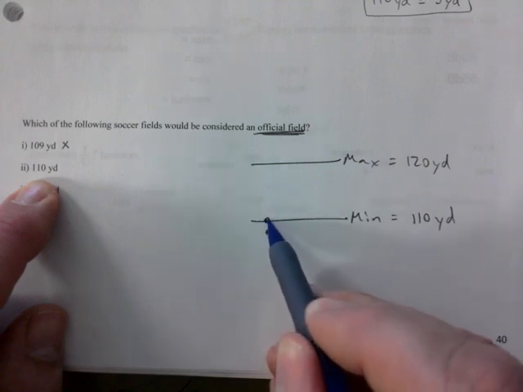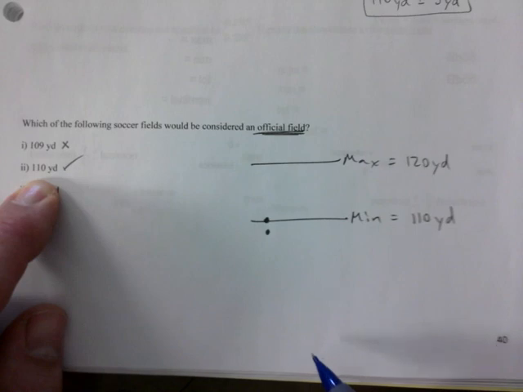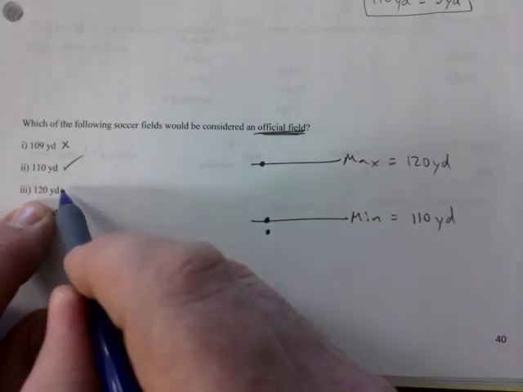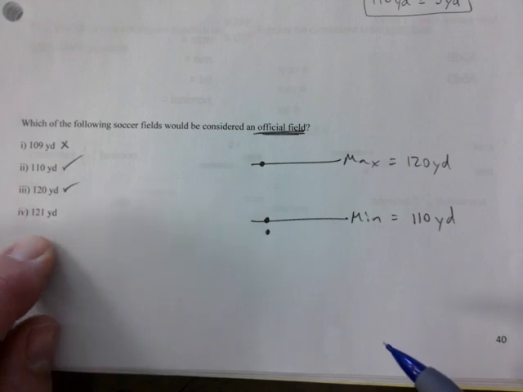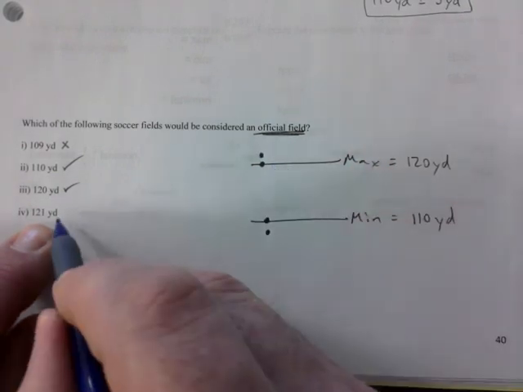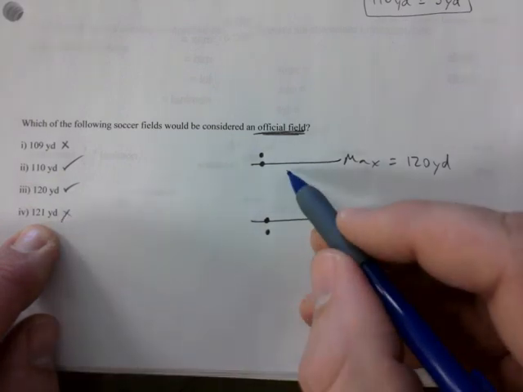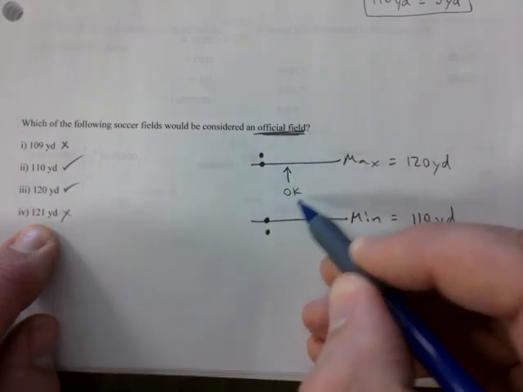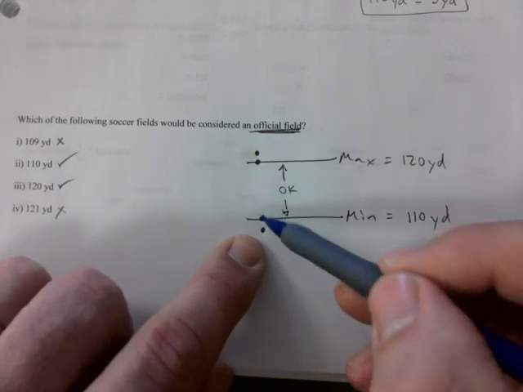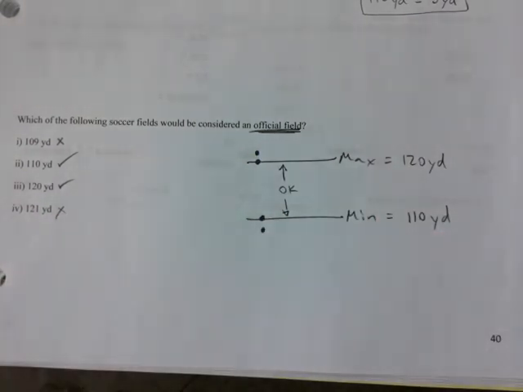110 is right on here. Is that going to be okay? Yep. 120, it's right over here. Yes. 121, it's right over here. It's outside, so wouldn't make it. Okay, so anything in here is okay, even if it's on the line, but anything that's either below the min or above the max would not make it. Okay, so that's another concept you need to understand here.